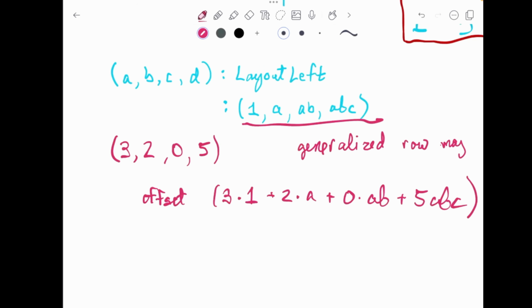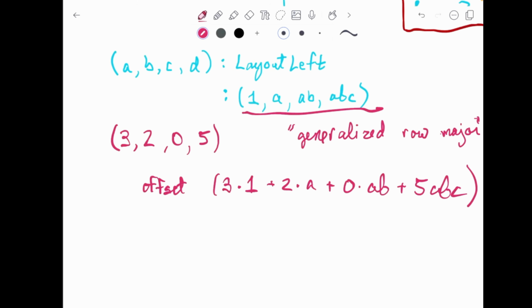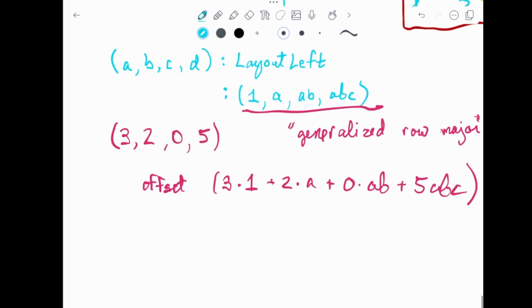So you'll often see in the code, like, you just want to specify the shape, and then the stride kind of comes for free. So you don't have to use layout left, but you can. Another one is layout right. So that means that you take the running product coming from the right instead of the left. So let's look at A, B, C, D with layout right.